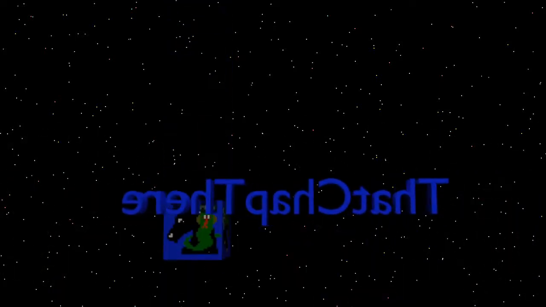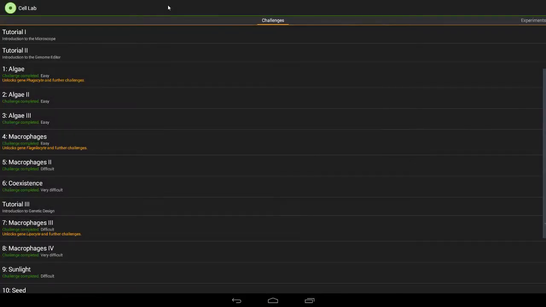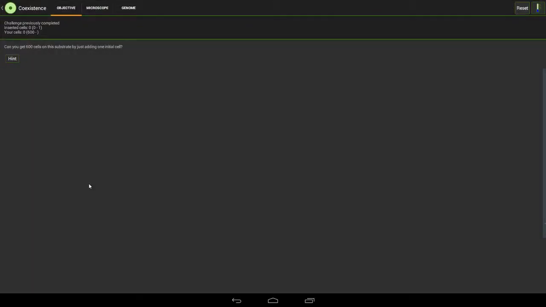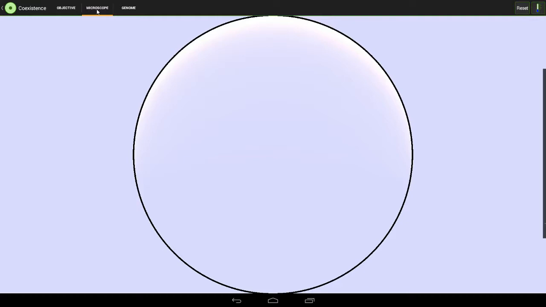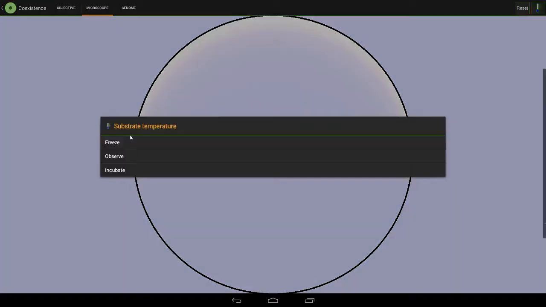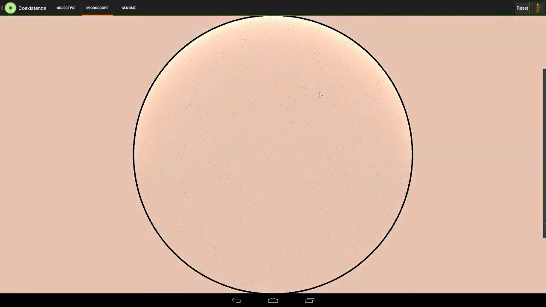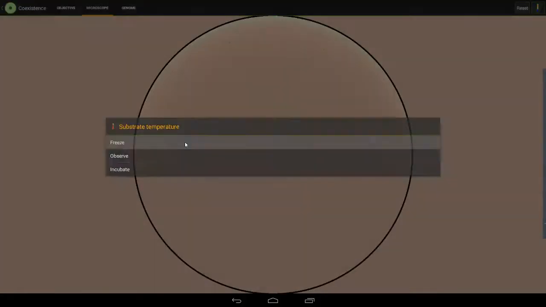Right, today we're going to be doing level 6, which is called Coexistence, and as you can see here, it's very difficult. What we have to do is get 600 cells just by adding one initial cell, and if we incubate, we can see that it does fill up with food, just freeze, temporarily.